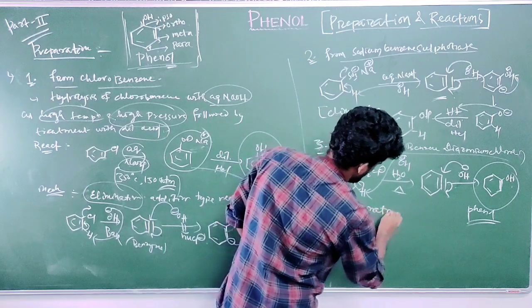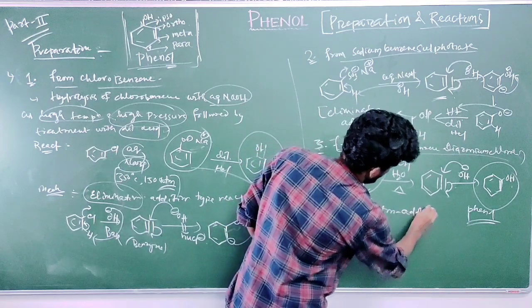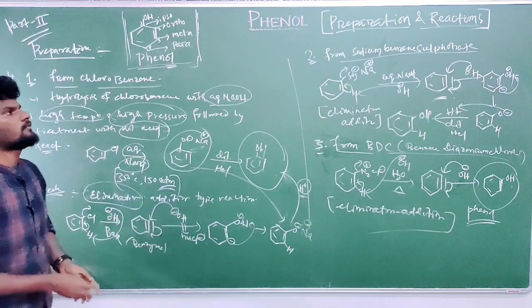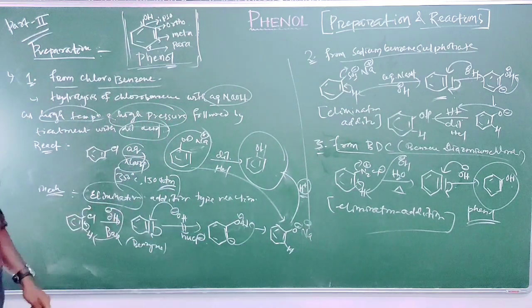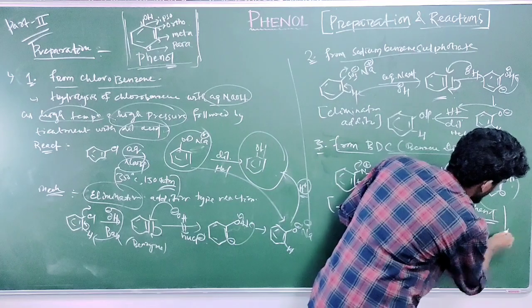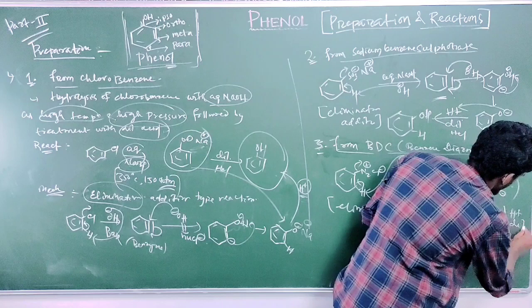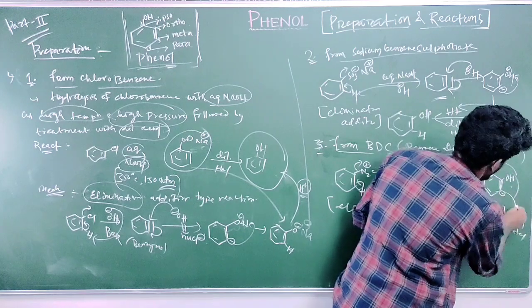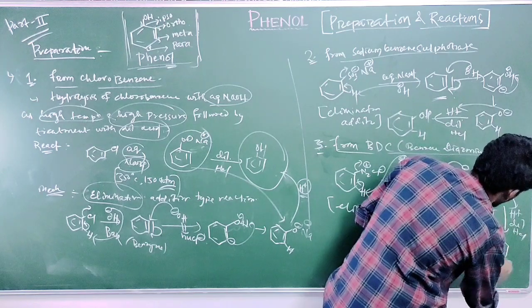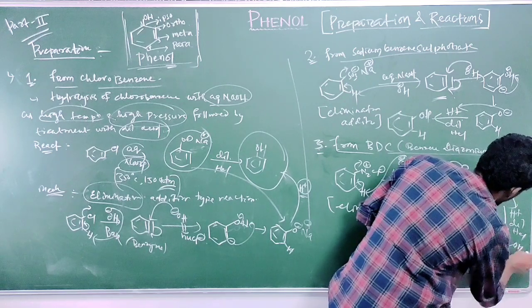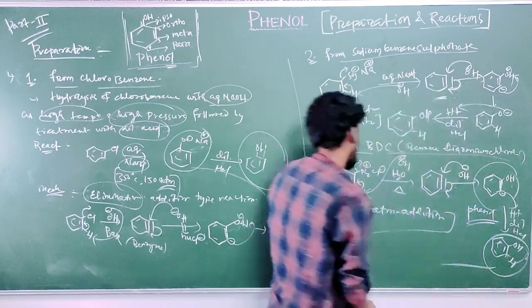Elimination addition, which intermediate? Benzyne intermediate, okay. So these are the three methods for the preparation of phenol, okay. I'm sorry, I forgot one thing here. After this, in the similar step, H plus from dilute acid, dilute HCl, H plus will be taken by this negative charge to form phenol, okay. Another step I left, H. This is the phenol, okay.